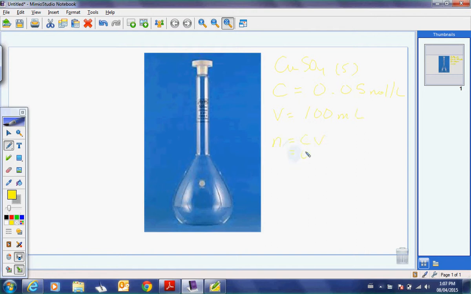C times V. So 0.05 moles per liter times 100 milliliters. And that gave you, I don't know, what is it? 5 millimoles. But I can't measure 5 millimoles. I can measure a mass. And so mass equals number of moles times our molar mass. So that's 5 millimoles times, what was the molar mass?